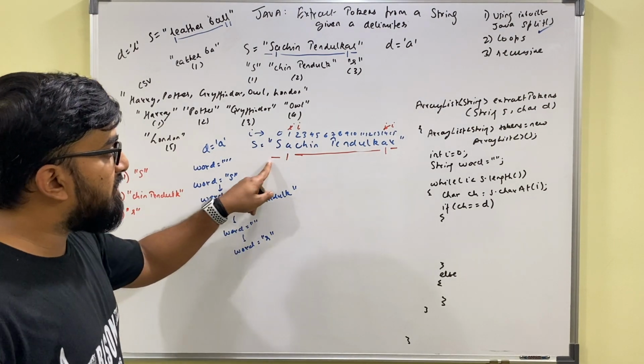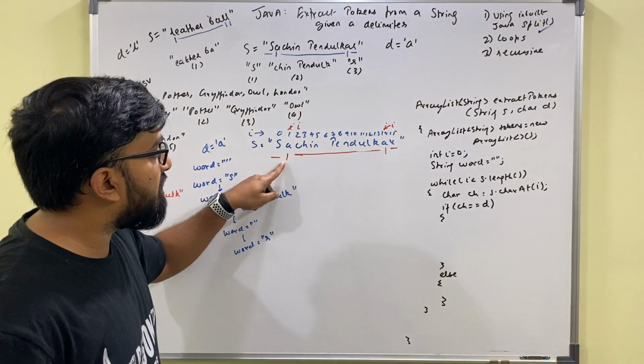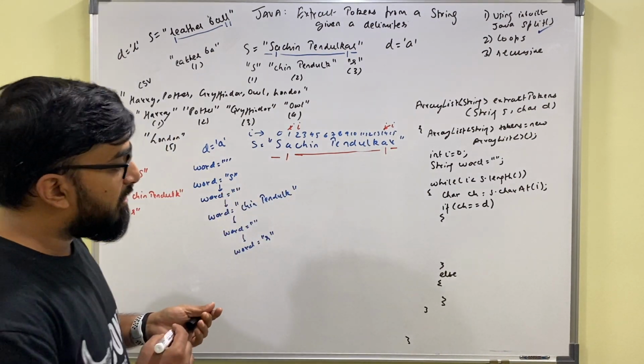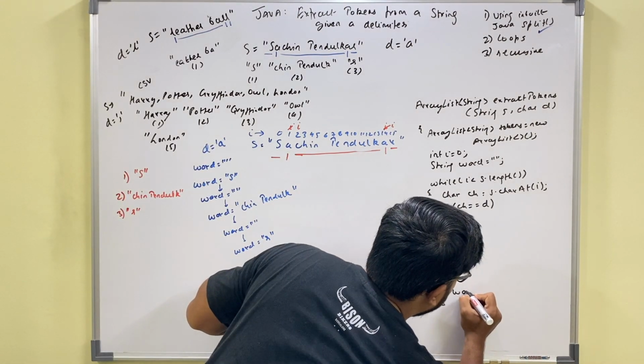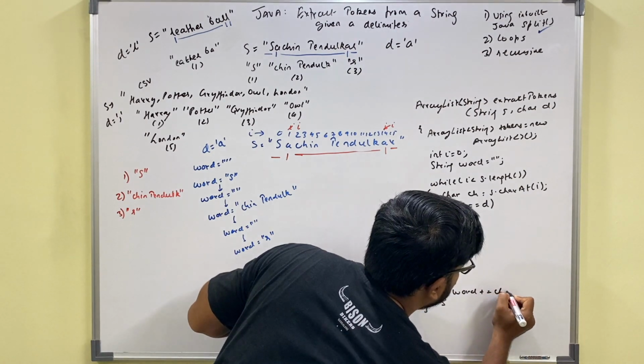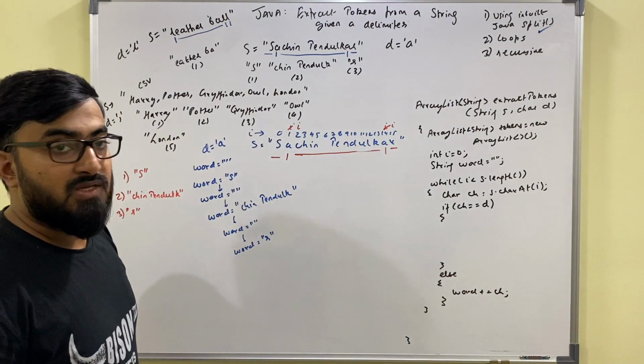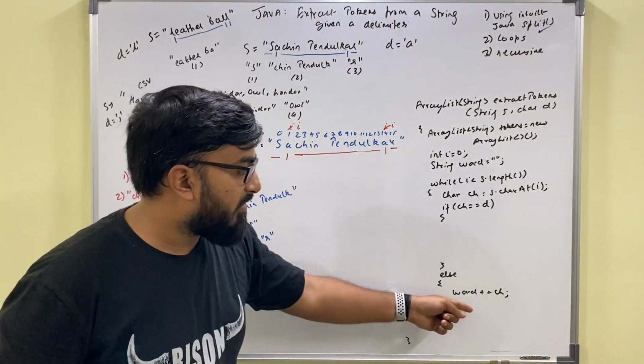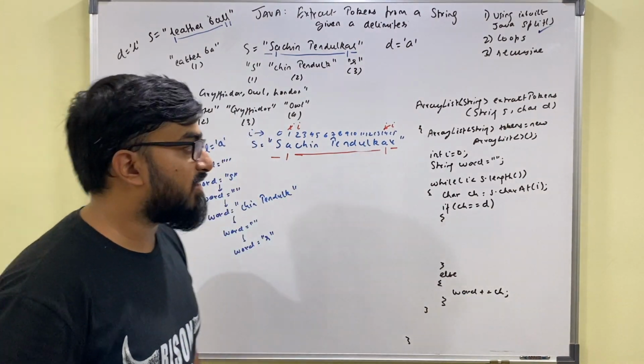In this, what we were doing, if my ith character was not a delimiter, I was accumulating the characters in the word, so I say word plus equal to ch. For characters which are not delimiters, I accumulate them in the current word, that starts with blank.